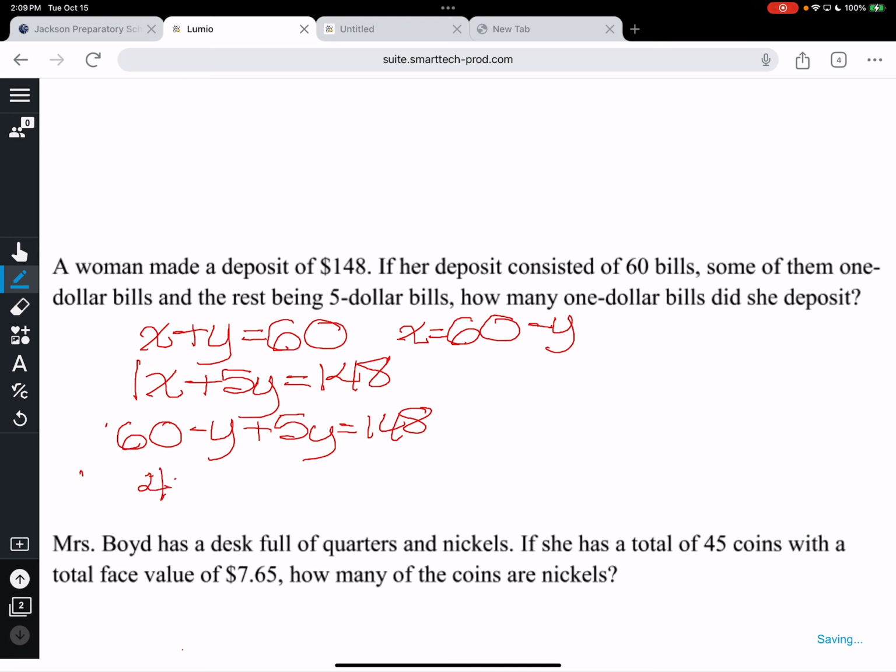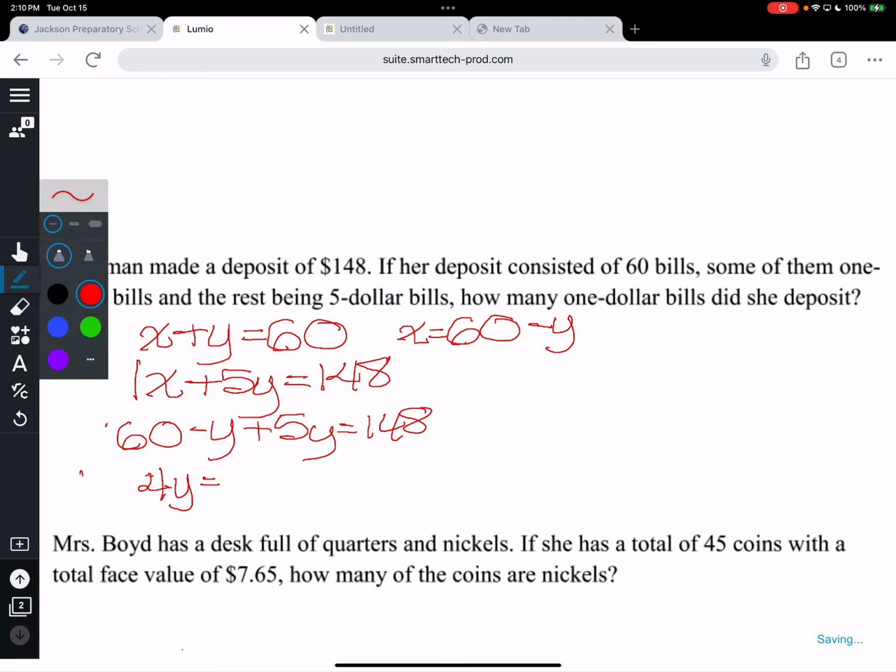So 4y equals what? Negative 8. No, it's not a negative. I think it is negative. And 48 minus 60 is negative 88. Yep.